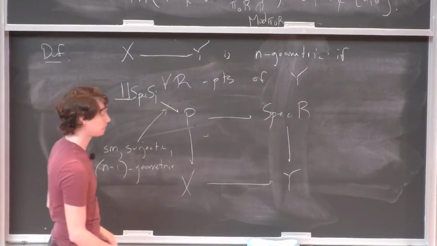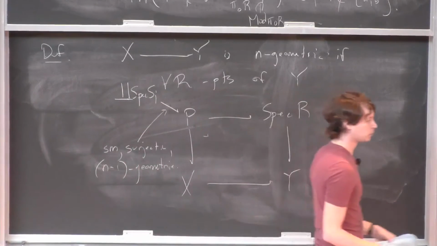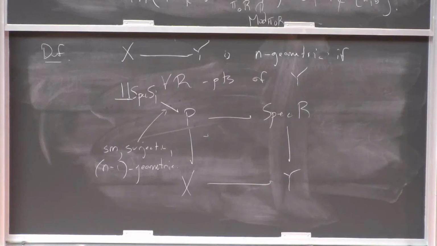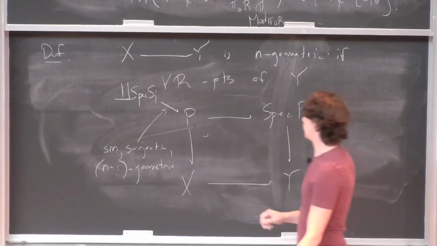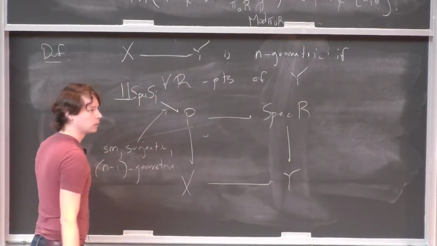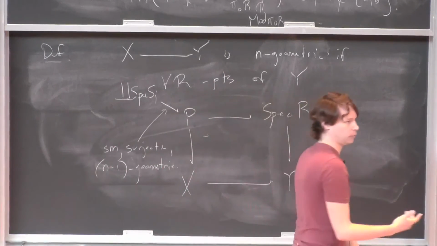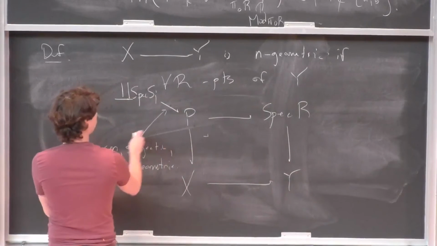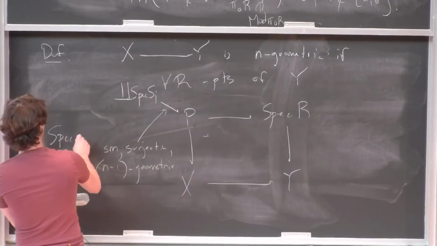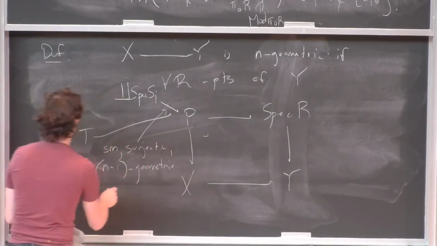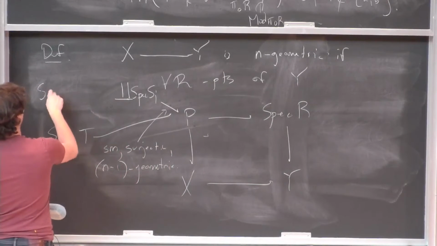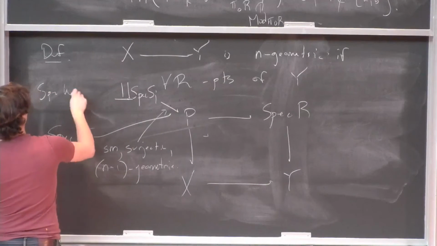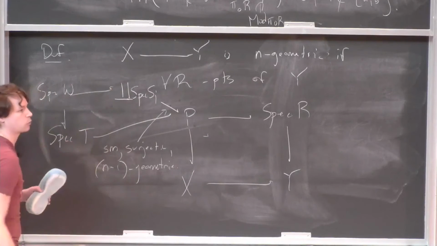Okay? What does surjective mean in this context? Right. So surjective just means that étale locally, I can lift points. If I take a T point of here, there's some étale cover, Spec W, where this point lifts through there.